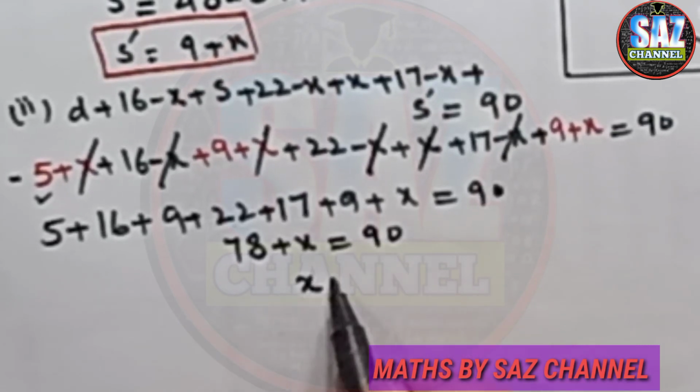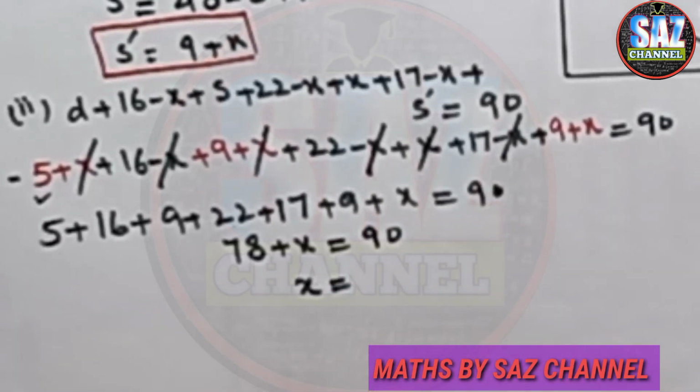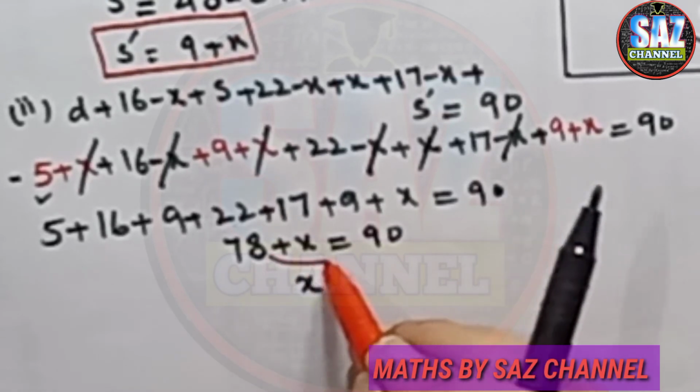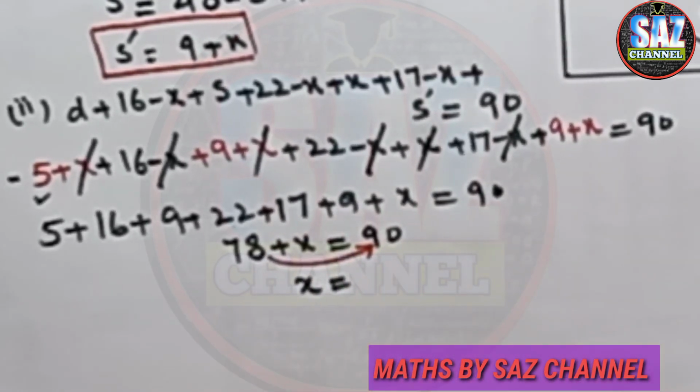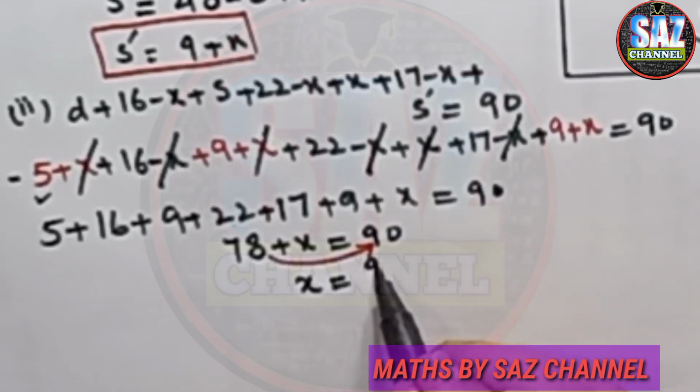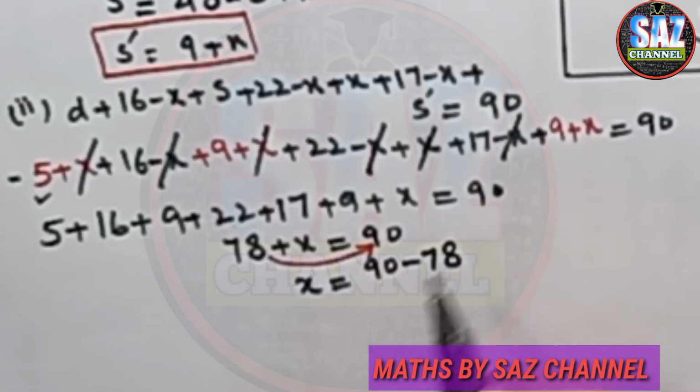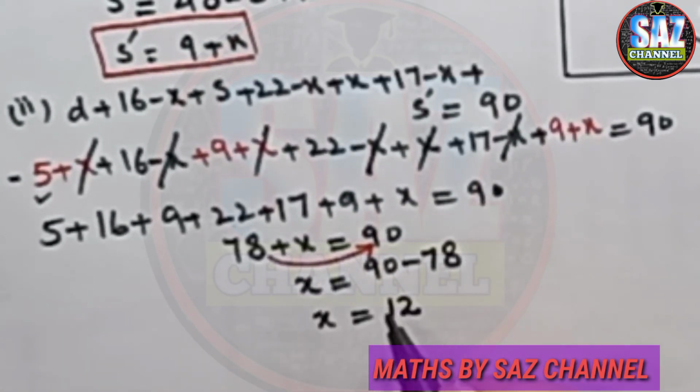In order to get the value of x, shift 78 to the other side. Make x the subject of the formula. 90 minus 78 will give me 12. So x equals 12. So this is the requirement of the question.